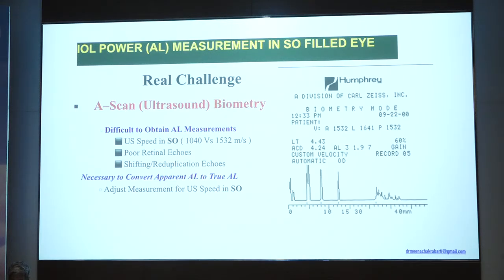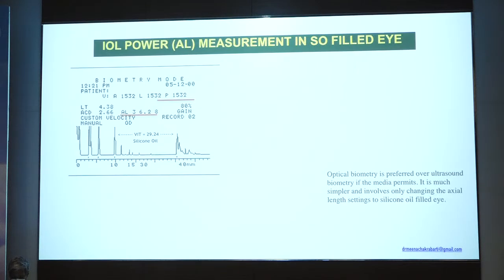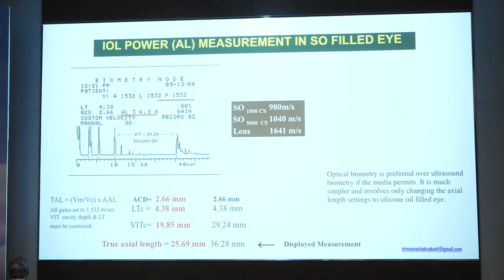If you are using an ultrasound biometer to measure the axial length, you all know that the velocity of sound in the thick silicone oil is much less than that in the normal vitreous. You have poor retinal echoes because of the slowness of speed of sound in the vitreous cavity, and because of the presence of emulsified bubbles of silicone oil, you may have shifting, reduplicating echoes. It is necessary to convert the apparent axial length that you get on your machine to the true axial length, making adjustments for the speed of ultrasound in the silicone oil.